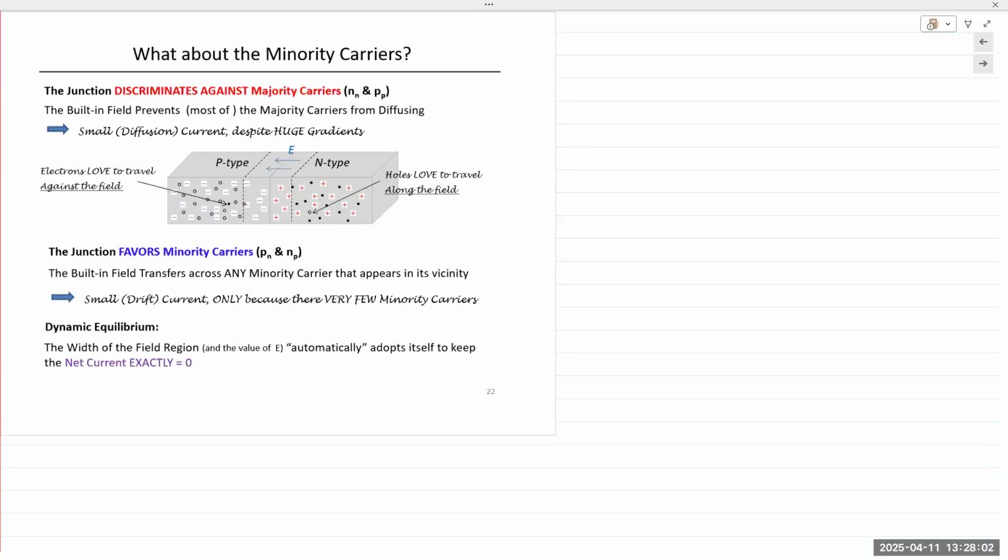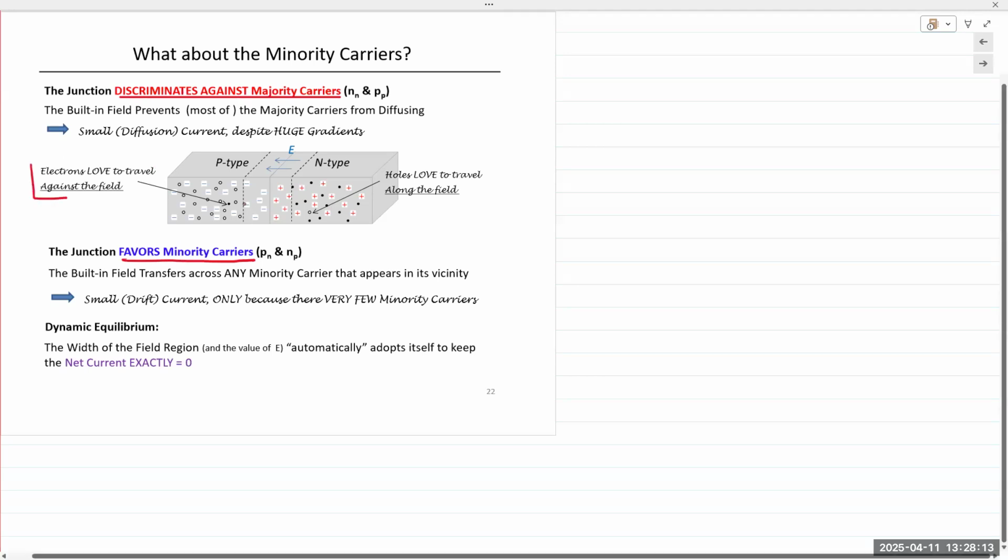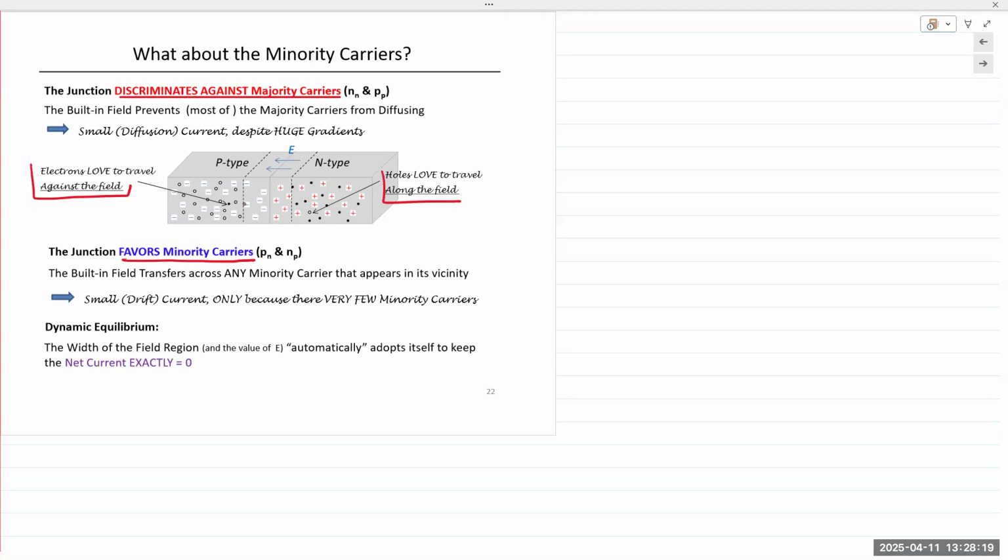Again, the junction favors the minority carriers and discriminates against the majority carriers. And the reason is, of course, this: electrons go against the field and holes go with the field. So if you are an electron in a p-type material, you're free to move with the field. And if you're a hole in the n-type material, you're moving with the field. So the minority carriers on both sides, in both semiconductor materials, are free to cross the junction.